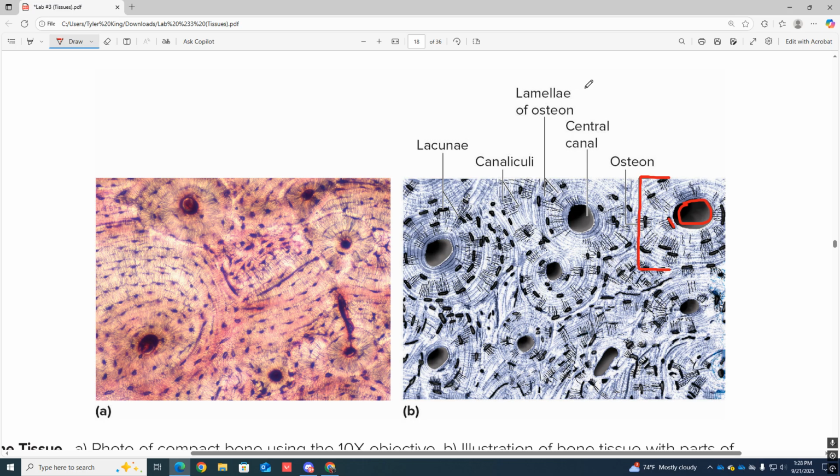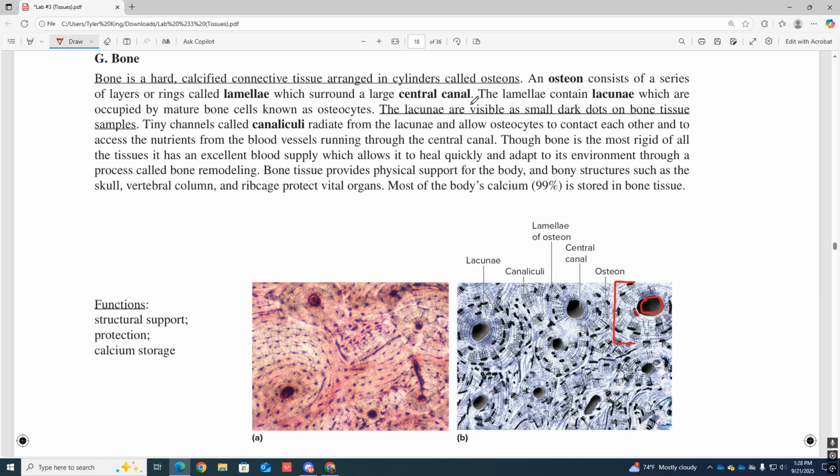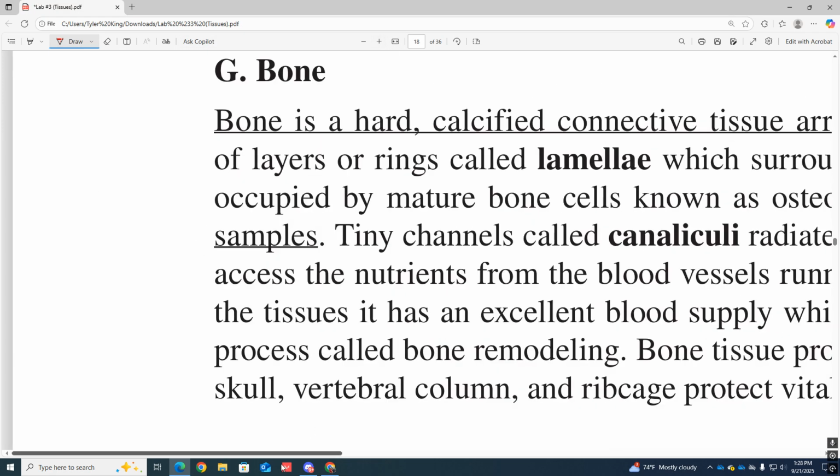I always think about this because lamellae, mine, M. Lamellae, mine. Lacunae, your mine. They hold on to them, okay? So the lamellae surround the large central canal. The lamellae contain the lacunae, as we talked about. Lacunae are visible as the small black dots, as I pointed out. The tiny channels, the other thing that's in here, are called the canaliculi, okay? The little canal.